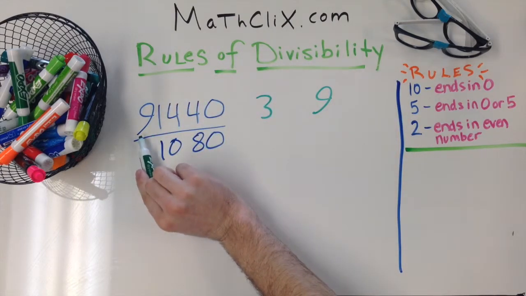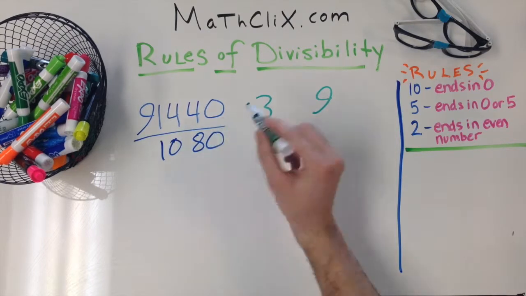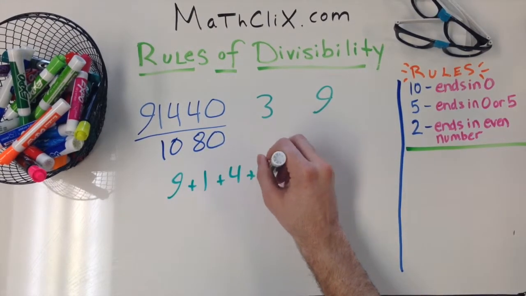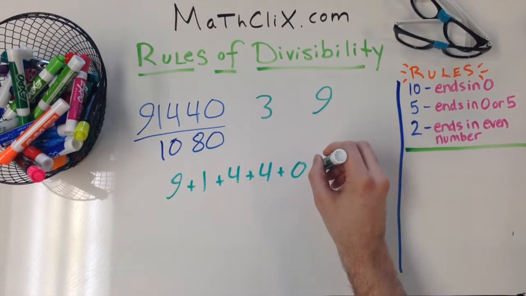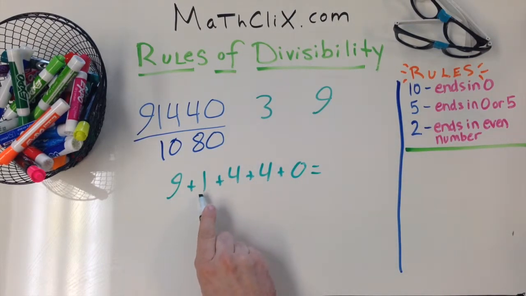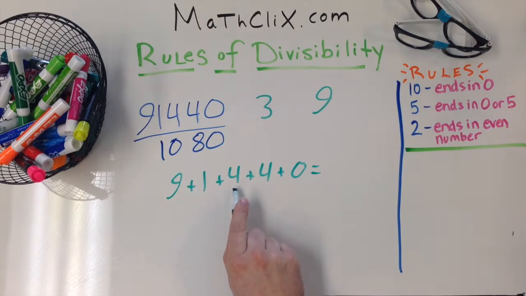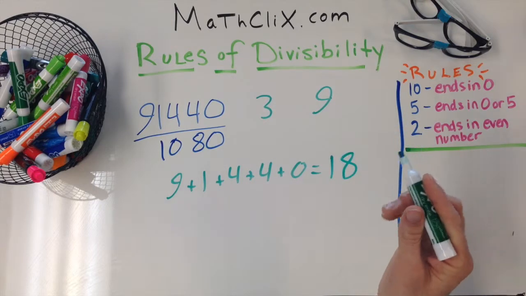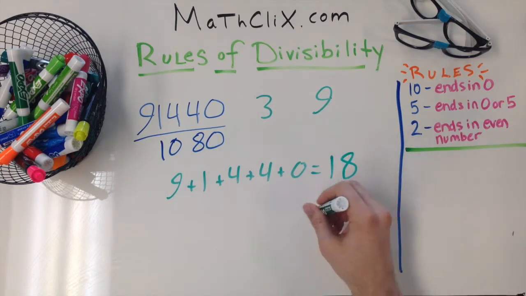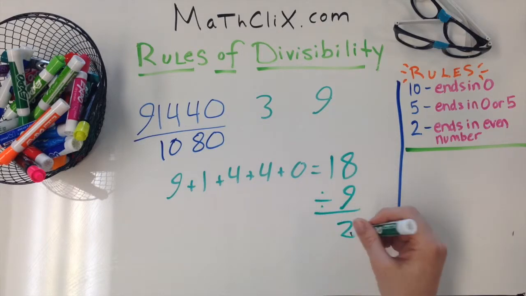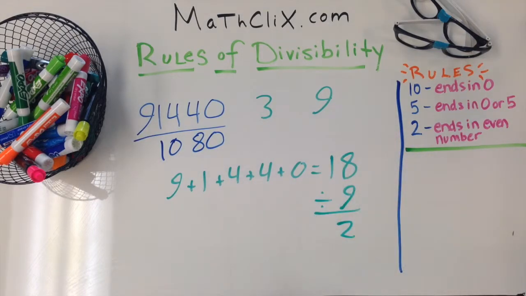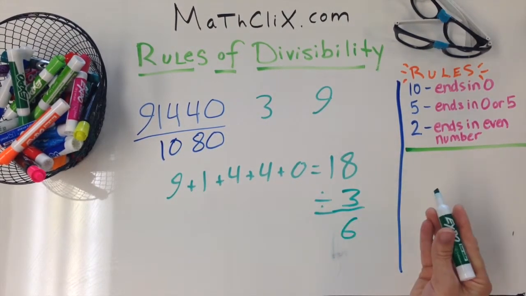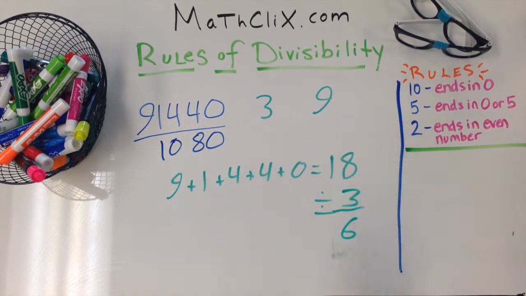So what are our digits? 9, 1, 4, 4, and 0. So 9 plus 1 plus 4 plus 4 plus 0 equals 9 and 1 is 10, 10 and 4 is 14, 14 and 4 is 18, and 0 changes it not. So 18. Well, we can see that 18 is divisible by 9, and 18 divided by 3 is 6. So therefore you can see that it works both for 3 and 9.